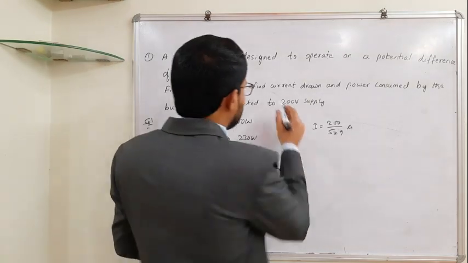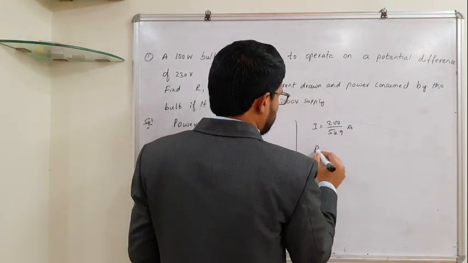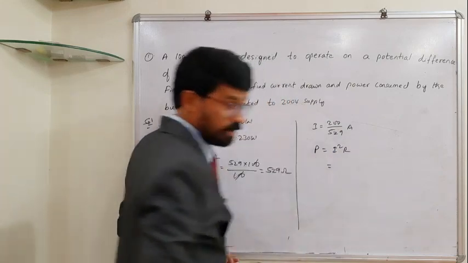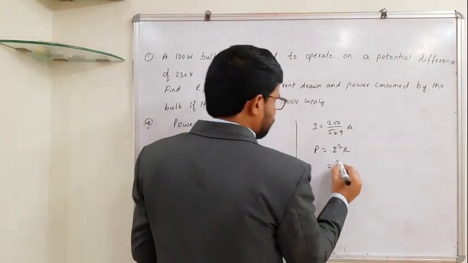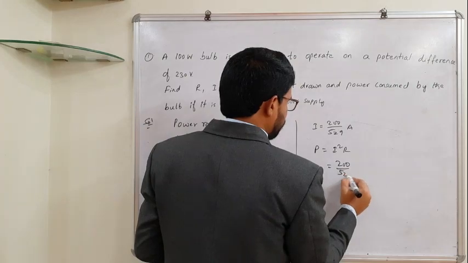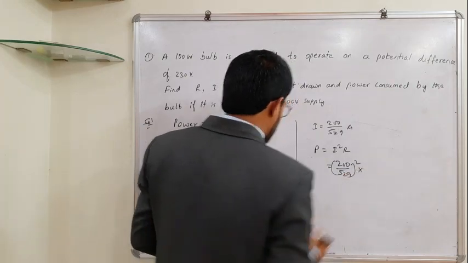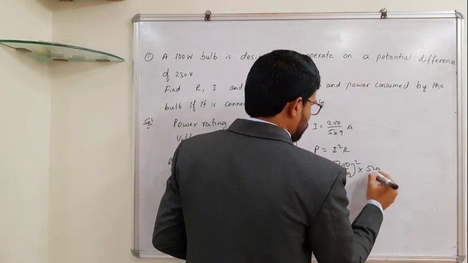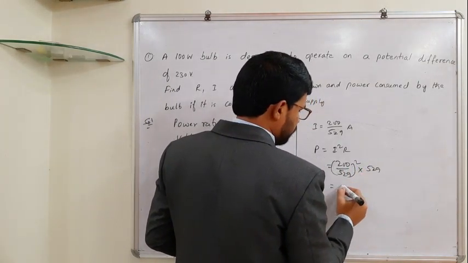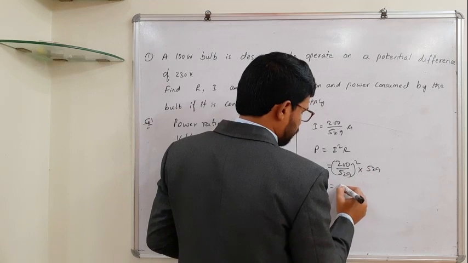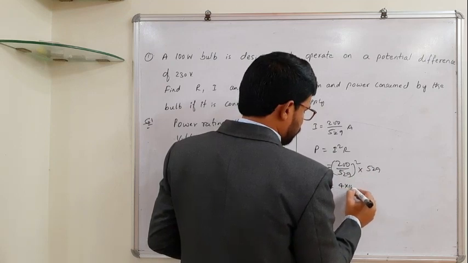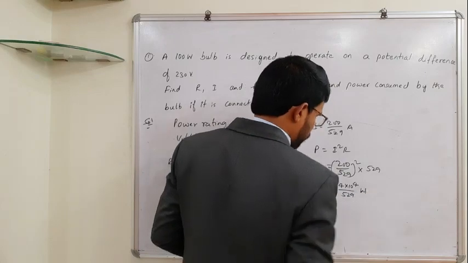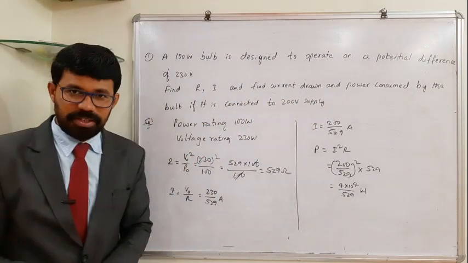Okay, so the other thing is power consumption. Power consumption can be expressed like this: I square R, isn't it? I is already known to us, 200 by 529 whole square. What is R? It's 529. So 529 gets cancelled, then you will have 200 square, 4 into 10 power 4 by 529 watts. So that's the power consumption.